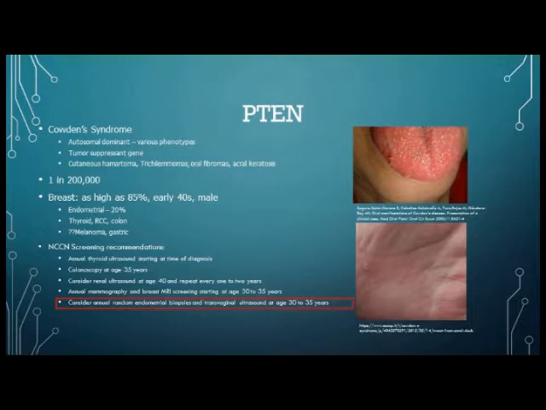So obviously they focus on many different cancers. For us, the endometrial biopsy is kind of starting in your 30s on a regular basis until they're done with childbearing and can have a hysterectomy.